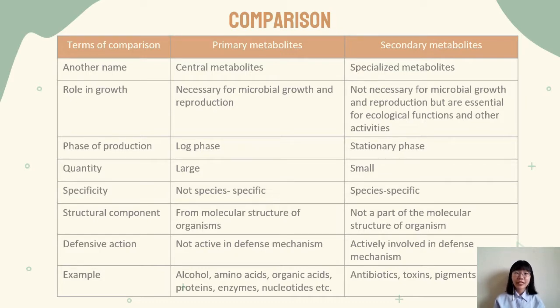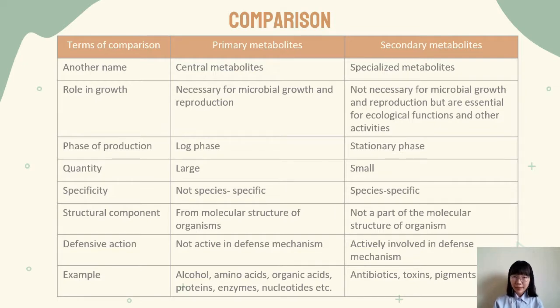There are some differences between the primary metabolites and the secondary metabolites. Another name of primary metabolites is central metabolite. It is because primary metabolites are key players in supporting the growth and reproduction of microorganisms. Primary metabolites are synthesized at log phase. However, not necessarily all microorganisms will produce secondary metabolites. Therefore, secondary metabolites are known as specialized metabolites, which are not involved in microbial growth and reproduction because they are synthesized during stationary phase, not log phase. But secondary metabolites are essential for ecological functions and other activities.